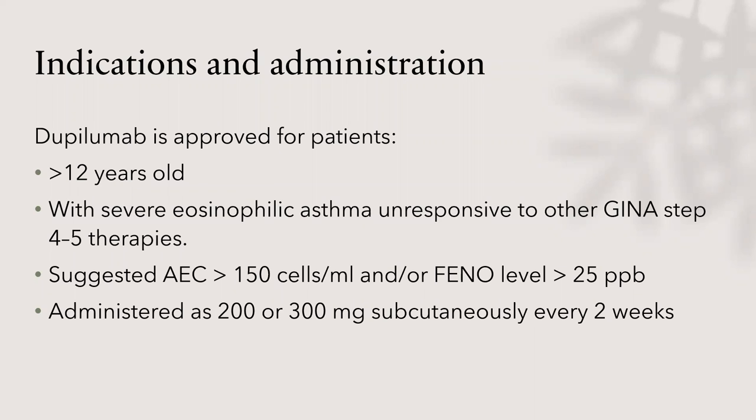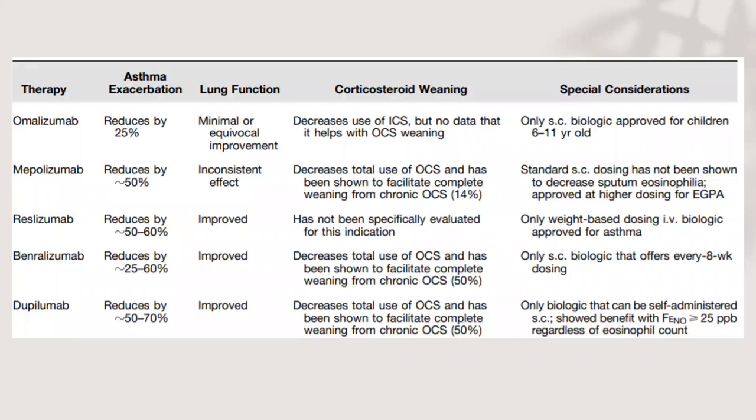Just to summarize all of those different biologic therapies, the thing I wanted to mention was the special considerations column. So omalizumab, you're thinking about that when you have a younger patient, allergic asthma, 6 to 11 years old. Mepolizumab is when you're starting to think about patients who have eosinophilic asthma. You want to wean their corticosteroids. And it's also been studied in EGPA. So that's another subgroup that you can think about.